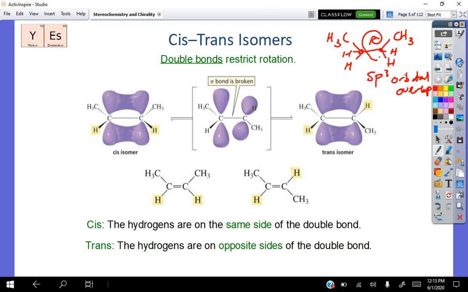When we're looking at double bonds, we know that we are sp2 hybridized. So in this center position here, you have sp2 overlap. And because it's sp2, that means we have an unhybridized p orbital.